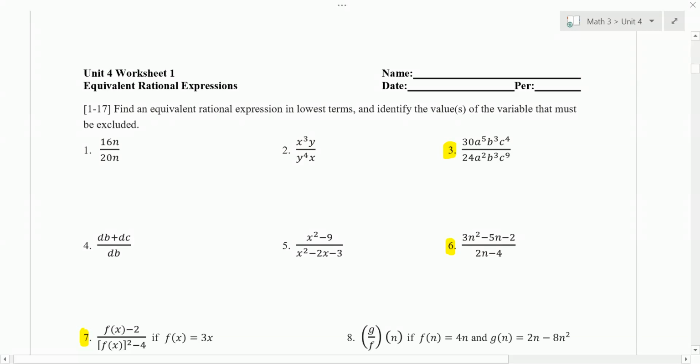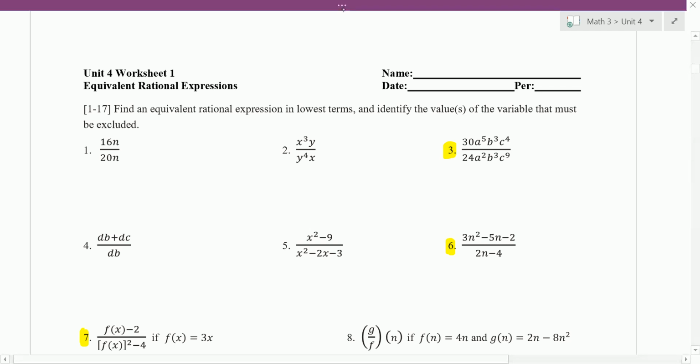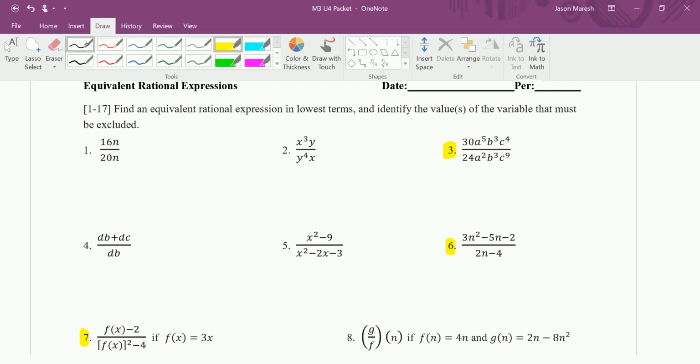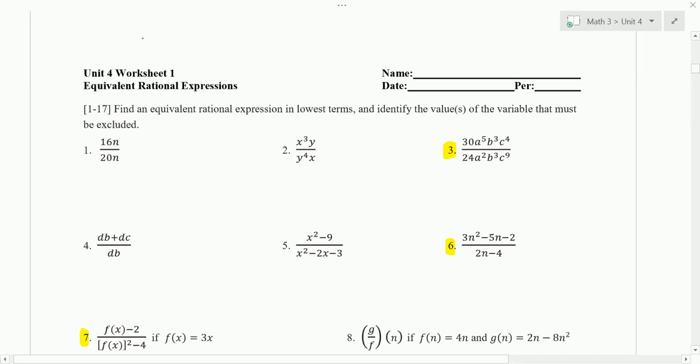I'm going to do some problems from the Unit 4 Worksheet 1, and we're going to start by taking a look at number 3. The instructions are to find an equivalent rational expression in lowest terms and identify the values of the variable that must be excluded. So we have two things we need to do on these problems.